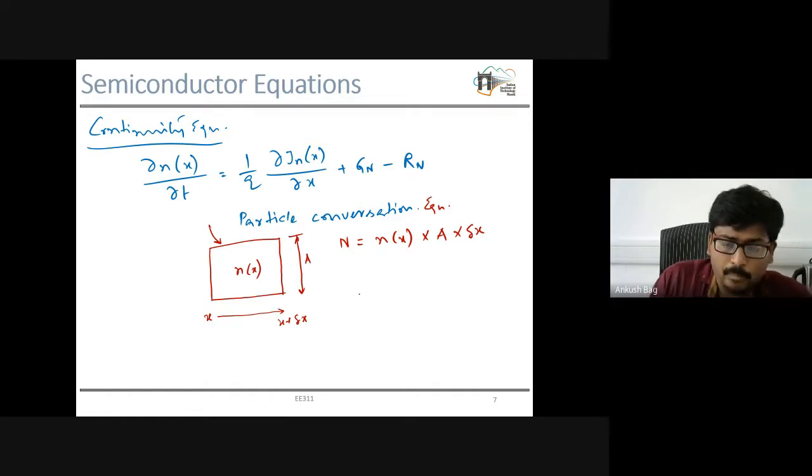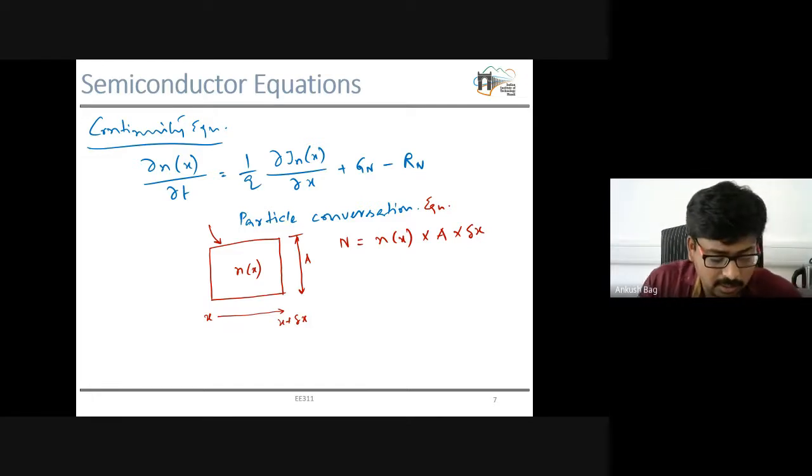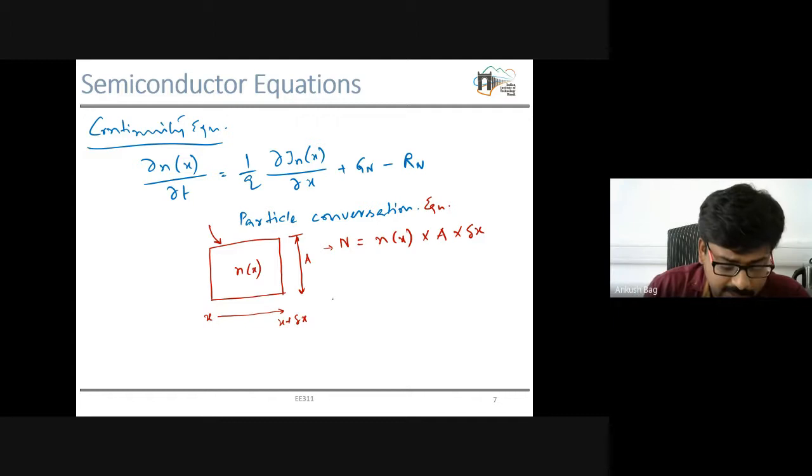Now what are the different processes that can alter this total number of electrons within this portion of semiconductor? Once again, I am repeating, what are the different processes that we understood, or have seen in our previous module also, that can alter this n, or the number of electrons? The first one that can lead to this change in the total number of electrons within this portion of semiconductor is obviously electron current.